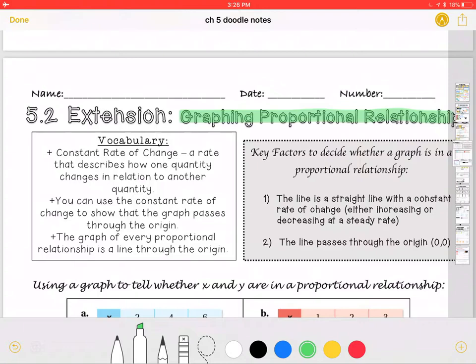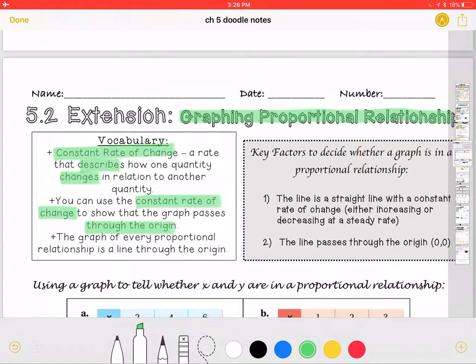So first, let's go over some key vocabulary. Constant rate of change. That's a rate that describes how one quantity changes in relation to another quantity. So it's describing the change. You can use the constant rate of change to show that the graph passes through the origin. So when something's changing at a constant rate, that can help determine or show whether or not it's passing through the origin, which is important here.